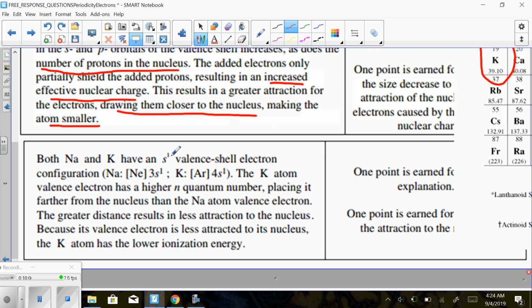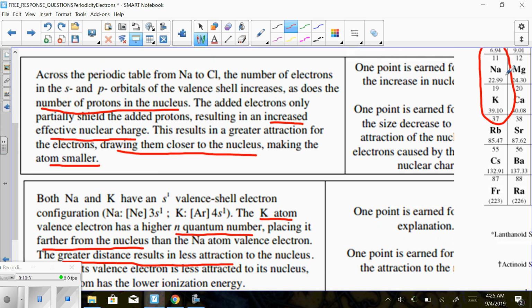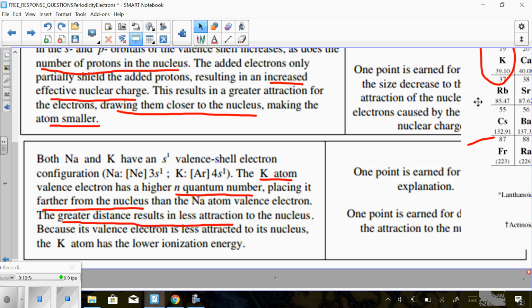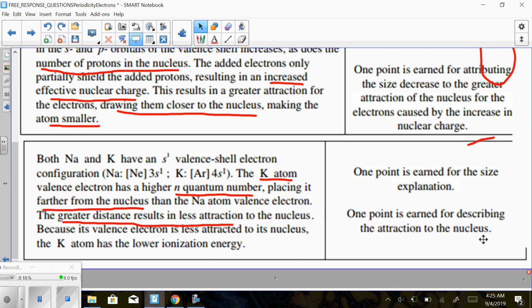It says both of them have 1 valence electron, but K's valence electron has a higher quantum number, or it's further from the nucleus. It's one more shell away from the nucleus. That greater distance results in less attraction. Even though potassium has more protons than sodium. Sodium only has 11, potassium has 19. You would expect it to be smaller, but it's the fact that it has an extra quantum level or shell. So for this one, we have 1 point for the size explanation, 1 point describing the attraction to the nucleus. For the previous one, you got 1 point for attributing the size decrease to the attraction of the nucleus by the increase in nuclear charge.